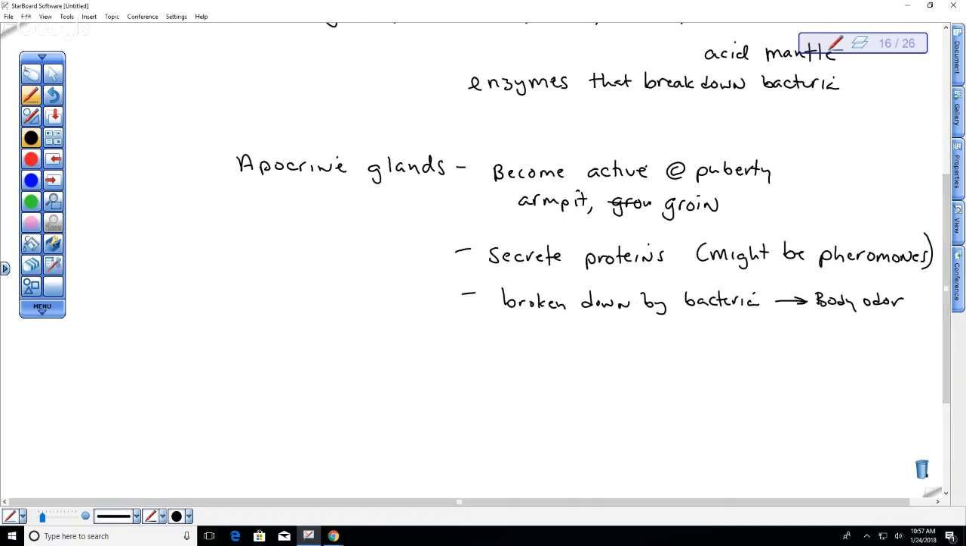We also have mammary glands. So these only become active in females, but they're also present in males. And they obviously are specialized to produce milk.